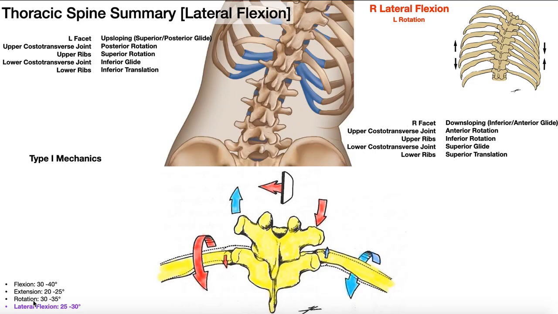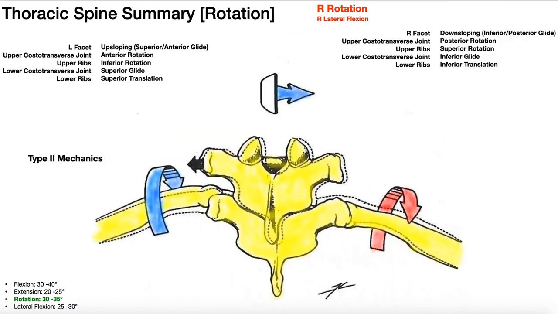Now, we can also say the range of motion for lateral flexion in the thoracic spine is typically, for passive, about 25 to 30 degrees, okay? And it follows this type 1 mechanics, where lateral flexion and rotation occur in the opposite directions. In rotation, they occur in the same direction.